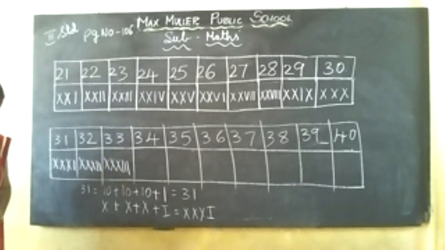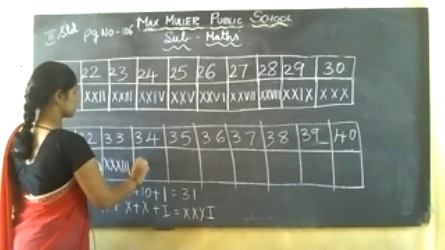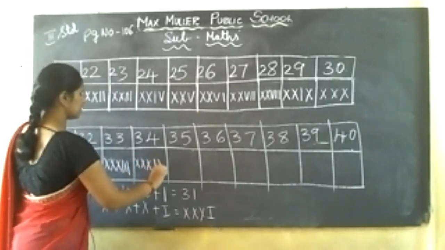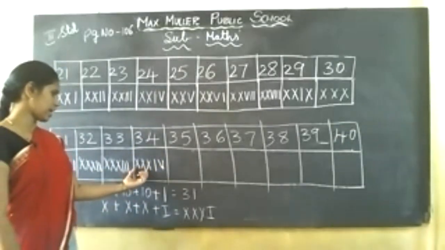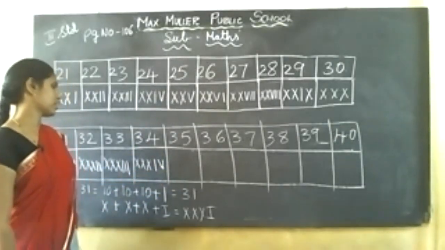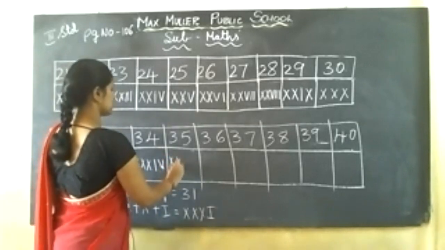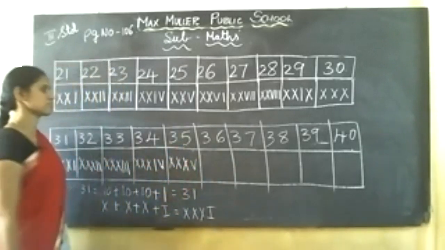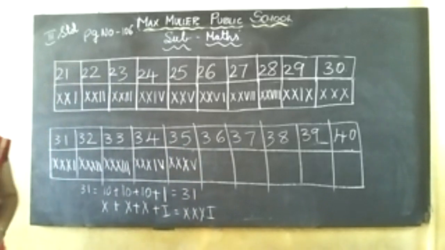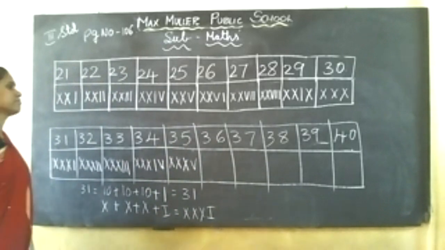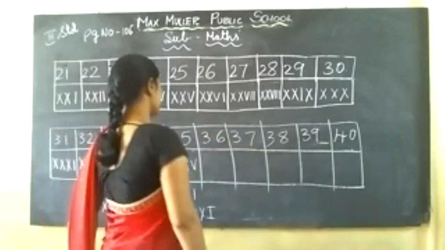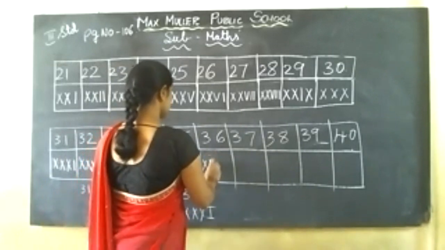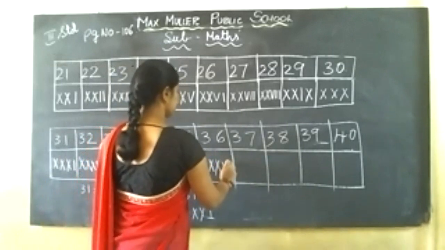Next, 34. How will you write 34? 3 X, X, X, X, I, V. 3 times X you are writing, I, V. Next, X, X, X, 35. 5's value is V. Write down. Finish it fast. Next, 36. How are you writing 36? X, X, X, V, I.